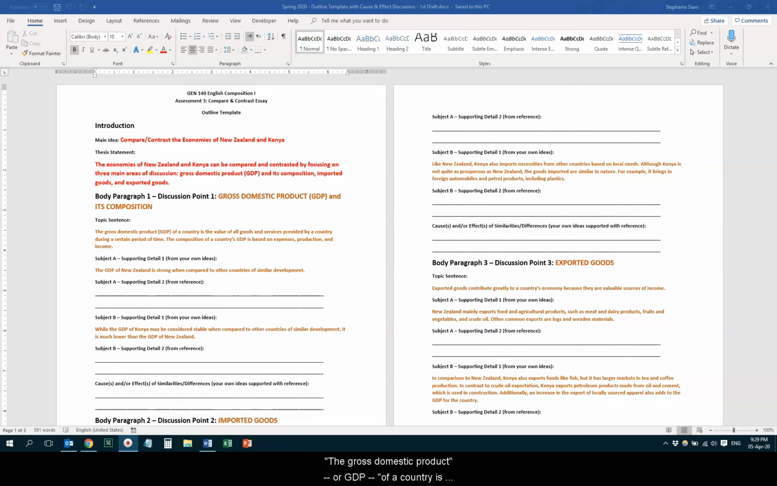So we see the gross domestic product, or GDP, of a country is the value of all goods and services provided by a country during a certain period of time. The composition of a country's GDP is based on expenses, production, and income. So I've defined what gross domestic product is. Then I'm writing one supporting detail for subject A and one supporting detail for subject B. And for the first draft of your outline, the supporting detail needs to come from your own ideas. So this is based on your brainstorming table.